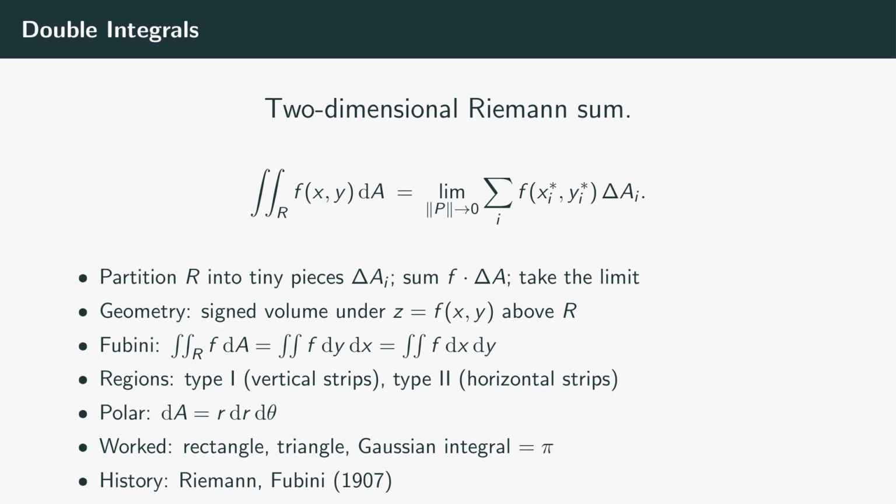That limit is the double integral, written the double integral over capital R of f of x, y d capital A. Geometrically, it is the signed volume under the surface z equals f of x, y above the region capital R. We will see how to actually compute one, using Fubini's theorem, which turns the double integral into two ordinary single-variable integrals nested inside each other, how to handle general regions described by vertical or horizontal strips, why switching the order of integration is sometimes the whole game, and how polar coordinates make the Gaussian integral fall out in a single line.